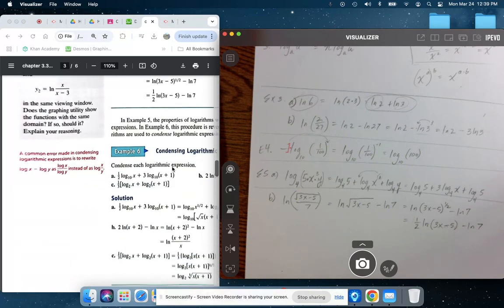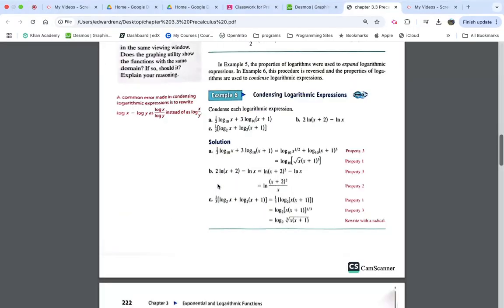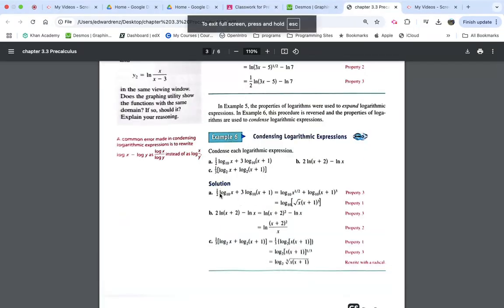Okay, here you're just doing the opposite, right? You've got these expressions that are expanded out, and you're trying to condense them as much as possible. So let's look at one of those. So example 6.